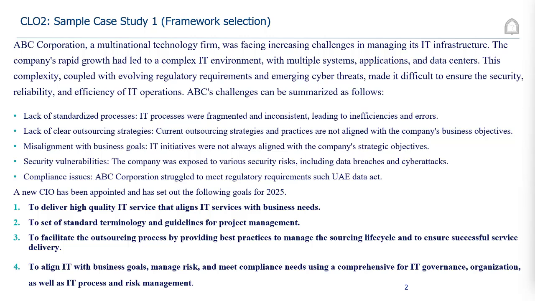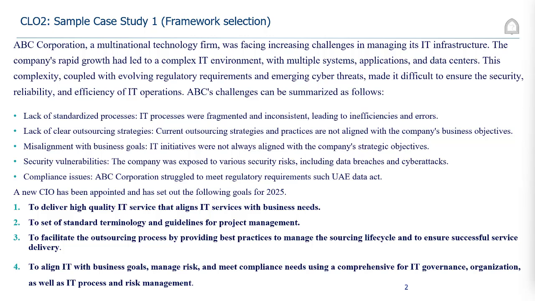So let's have a look at this. ABC is a multinational corporation that is facing challenges, okay? ABC's challenges can be summarized as follows: the lack of standardized processes, lack of outsourcing strategies, misalignment with the business goals, security vulnerabilities, compliance issues. Those are typical issues that you get when you don't have the right IT governance in place. Very standard problems that you get with IT if you're not following proper IT governance. Now, this is where your interest should be.